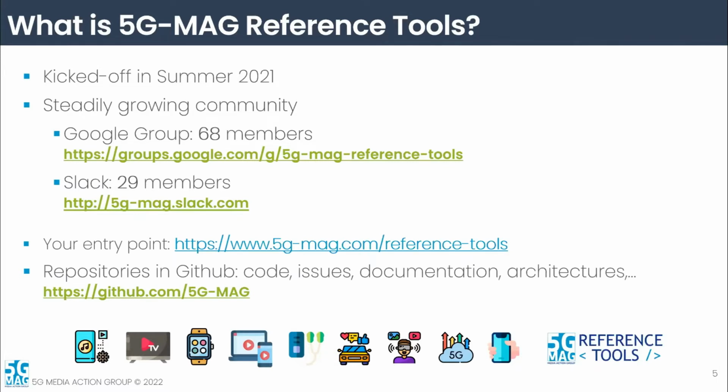the general entry point on the 5G-MAG homepage, where you get some general information on what it's about. And for developers, the entry point is obviously GitHub. There you will find all the code, issues, documentation, and architectures. It's your step into the project on the GitHub page.